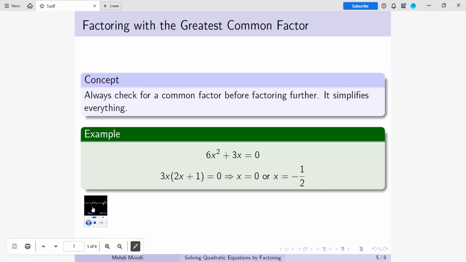Pull out that GCF like a math wizard. It makes everything simpler and keeps the demons at bay.